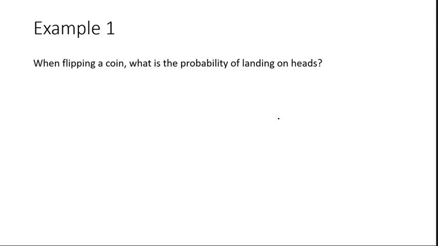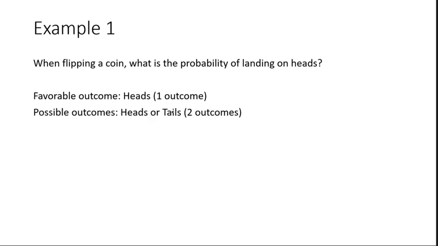So example 1: when flipping a coin, what is the probability of landing on heads? Our favorable outcome is what we want to happen, and what we want to happen is for the coin to land on heads. So our favorable outcome is heads, and that's only one outcome. Now in flipping a coin, the total possible outcomes would be 2. It could be heads or it could be tails. So we find the probability of heads by taking the favorable, the 1, dividing by the possible, which is 2. So we take 1 divided by 2.